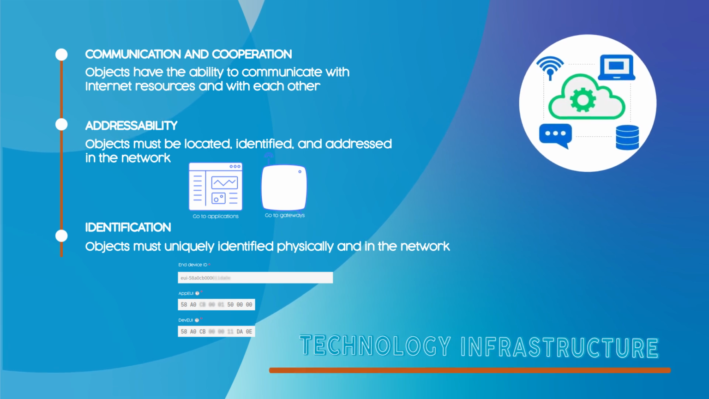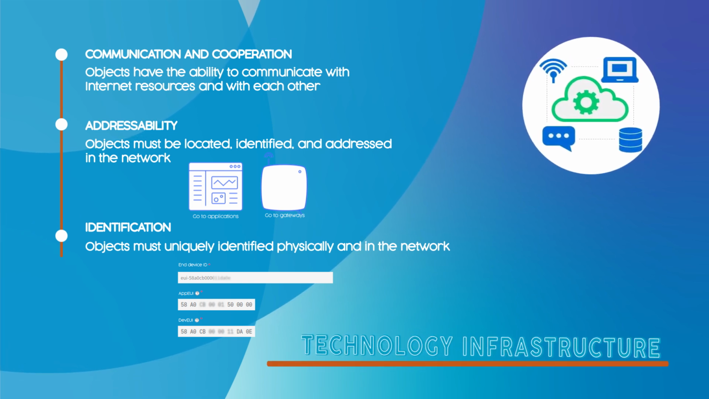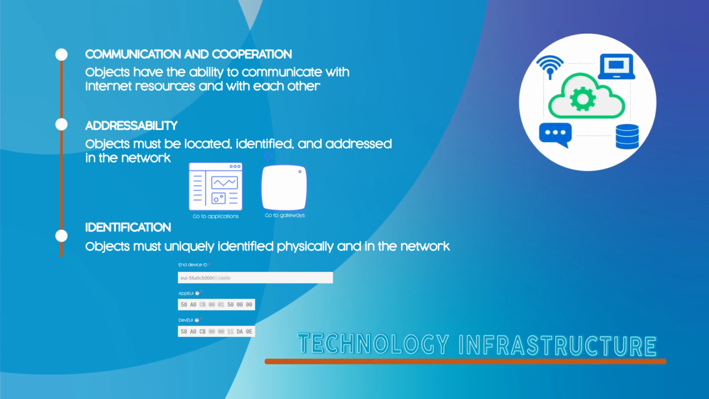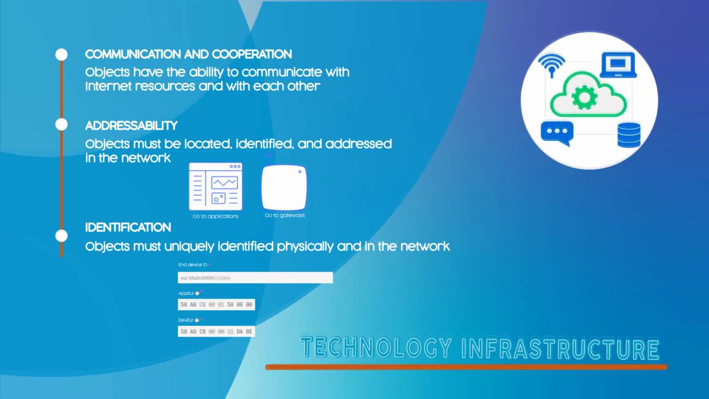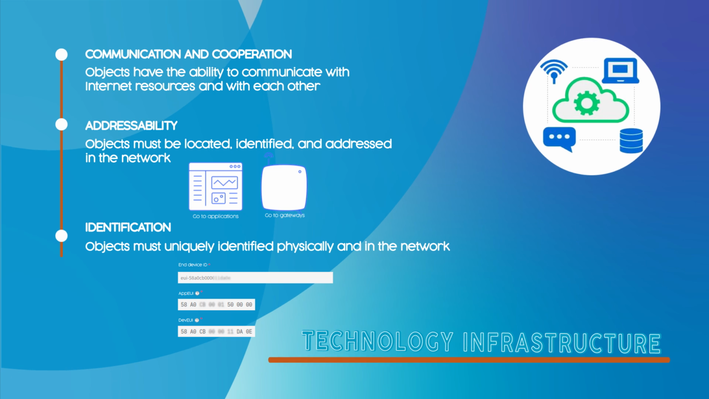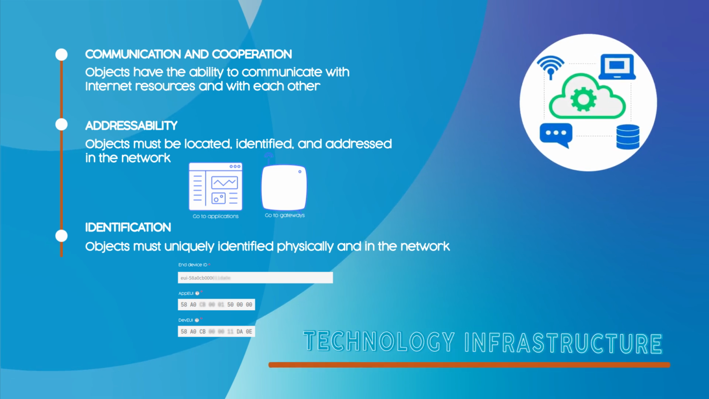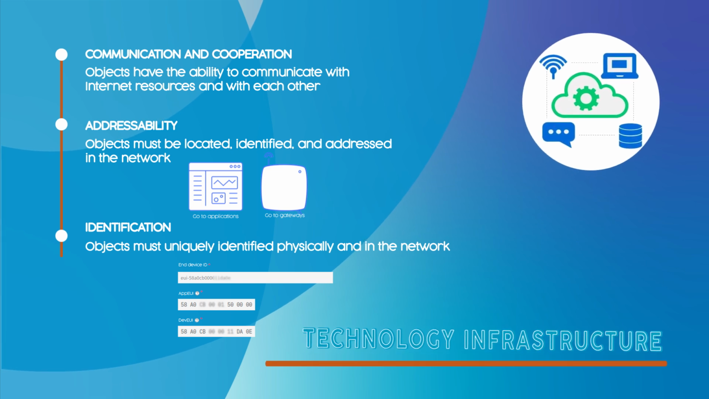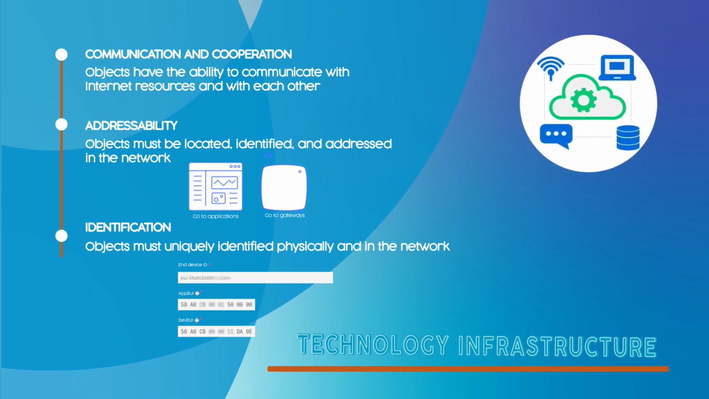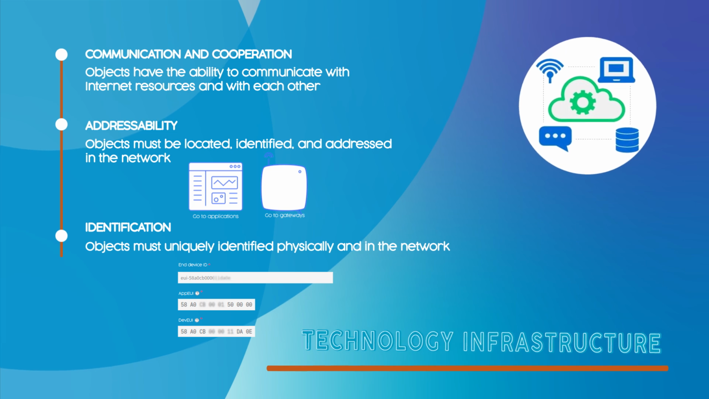First, smart objects have the ability to communicate and cooperate with the Internet resources and with each other. Therefore, our first requirement is to have a deployment of a wireless communication network, while the objects must be capable of sensing and receiving data in that network.